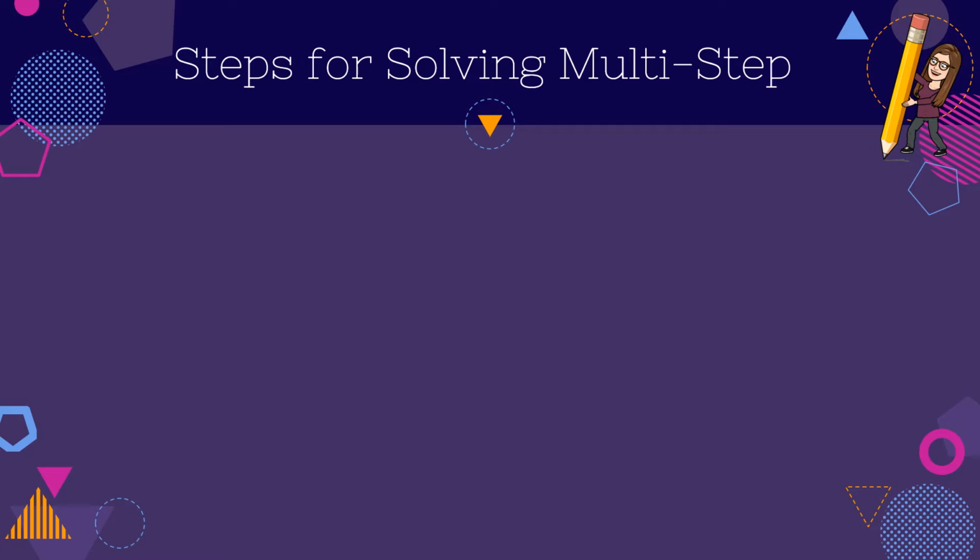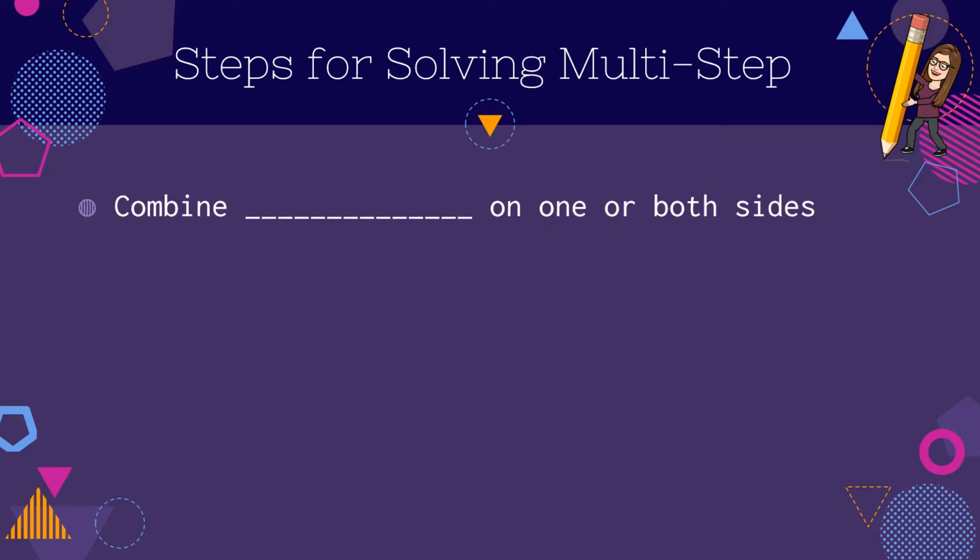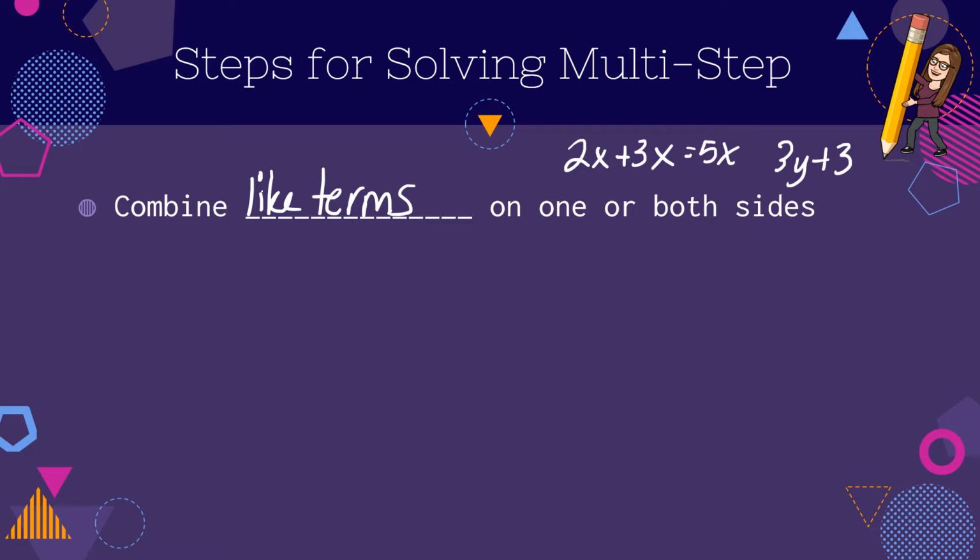First, let's jot down some steps that we can look back on and reference on how to solve when combining like terms. Your first step is to do exactly that. We're going to combine like terms on one or both sides. Remember, like terms are like 2x plus 3x. That would get me to 5x, right? But remember, 3y plus 3 can't be combined. Those are unlike terms.